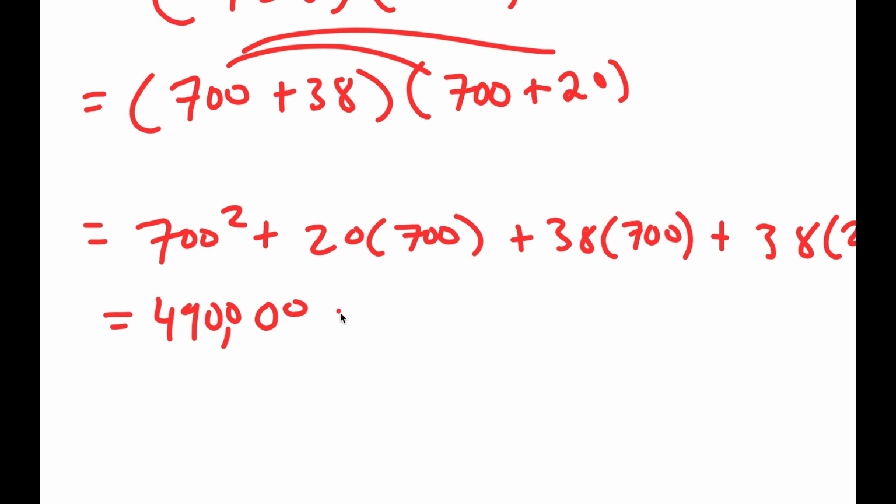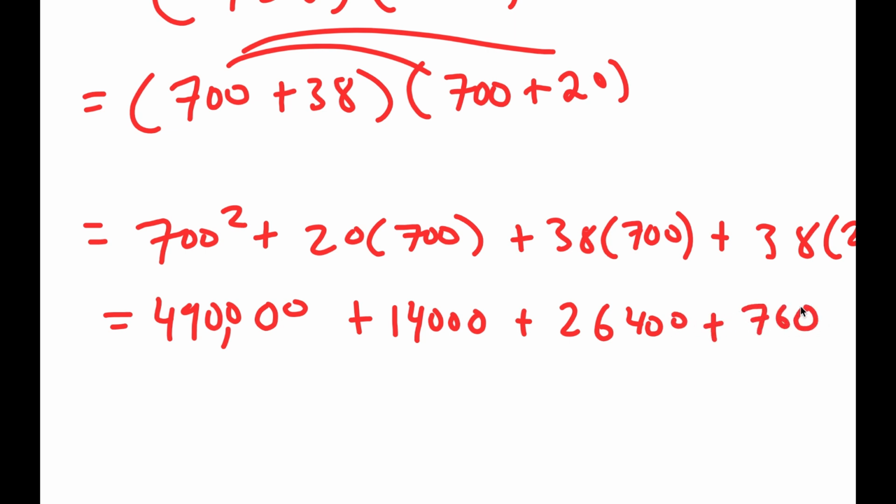So 700 squared is 490,000. And I have this plus 14,000. And I have this plus 24,400. Sorry, 26,600. And I have this plus 760.